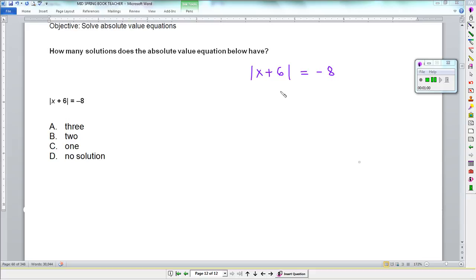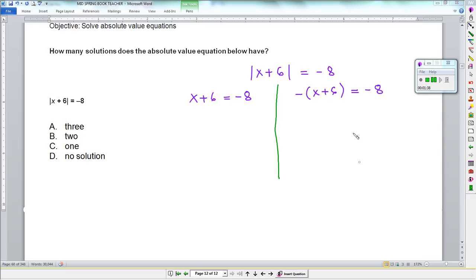Next step, we are going to rewrite the absolute value equation into two equations, one positive and one negative. The positive equation will be x plus 6 equals negative 8, and the negative equation will be negative 1 times the binomial x plus 6 inside the parentheses equals negative 8.